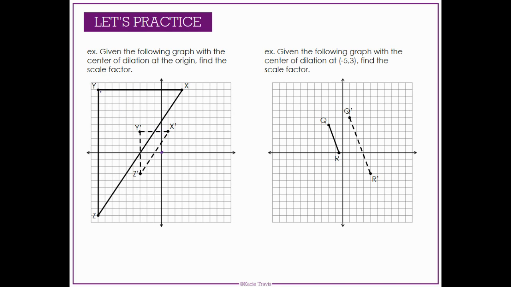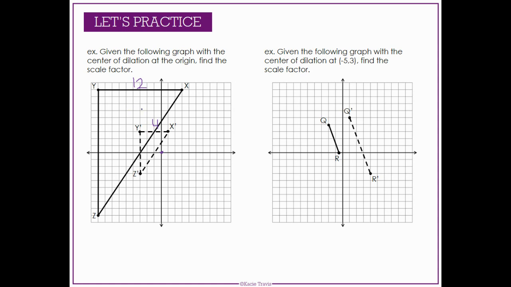All right, what you're going to do is look at one of the sides here. Let's look at YX and Y prime X prime. So Y prime X prime is, well, let's see, this is 1, 2, 3, 4. All right, Y prime X prime is 4 units. Now let's look at YX. We got 1, 2, 3, 4, 5, 6, 7, 8, 9, 10, 11, 12. This is 12. All right, so I want to go through and figure out how we got from the original to the image.